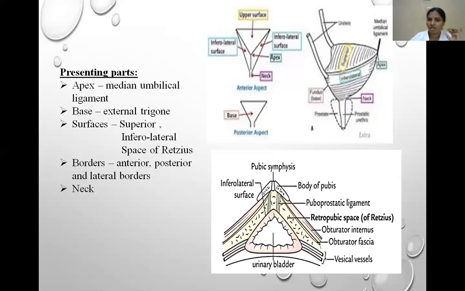So what type of organ is the urinary bladder? Subperitoneal organ. Subperitoneal means below, sub means beyond, below. So which surface of the urinary bladder is covered by peritoneum? Here the entire superior surface. And in case of males, only the upper part of the posterior surface, otherwise called base, is covered by peritoneum. And all the rest of the areas of the urinary bladder are non-peritoneal.